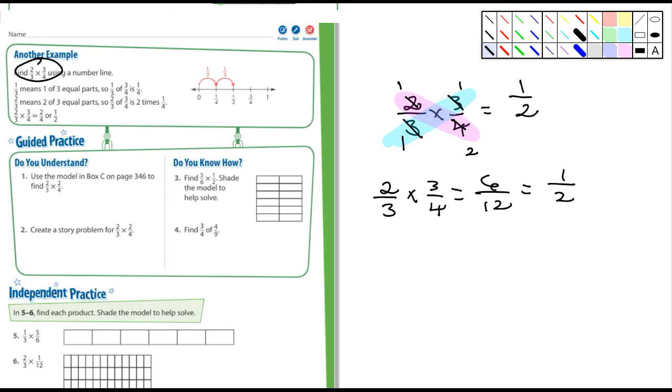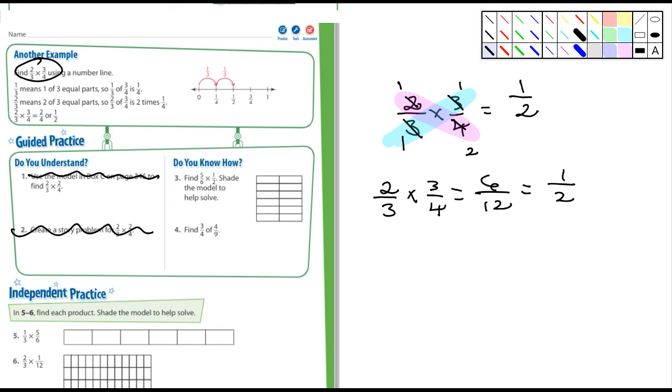All right, so number 1, it says use the model in box C on page 346 to find 2/3 times 2/4. All right. I'm not worried about the model. I'll just put down, find 2/3 times 2/4. You guys could do that. Create a story problem. Not interested.